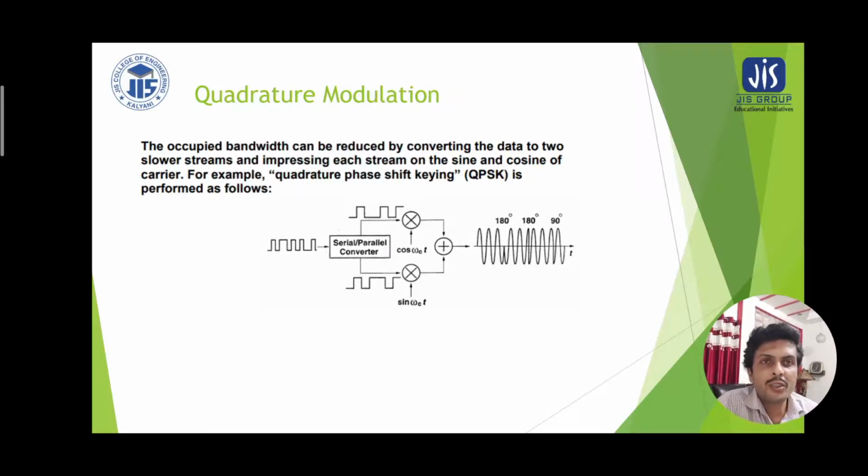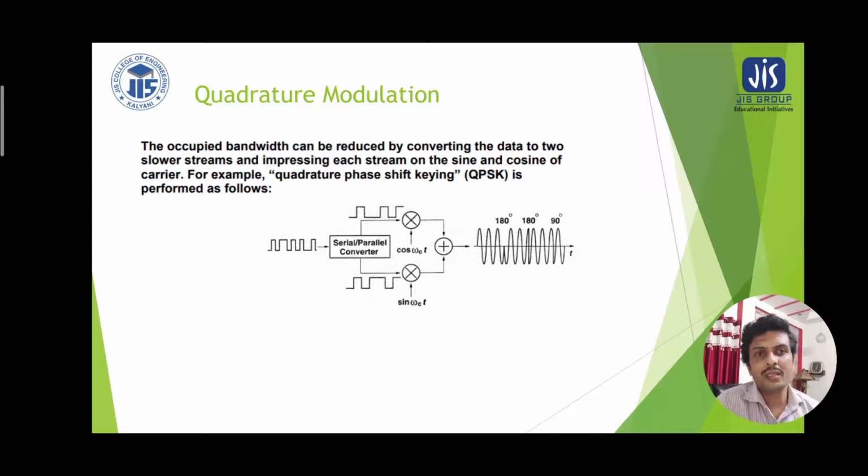The quadrature modulation is one of the robust modulation techniques in which the occupied bandwidth can be reduced by converting the data to 2 slower streams and impressing each stream on the sine and cosine of the carrier. For example, quadrature phase shift keying is performed in the form shown in the block diagram.